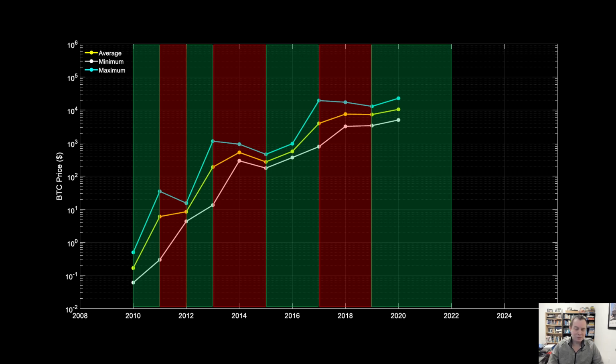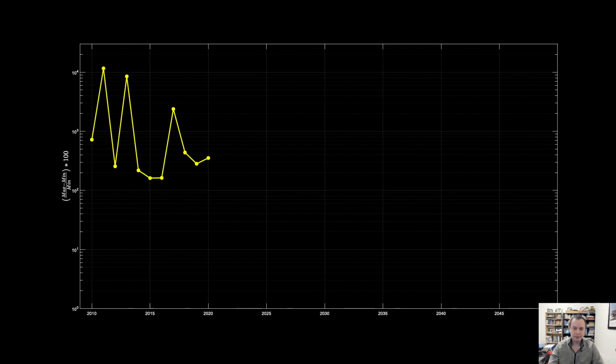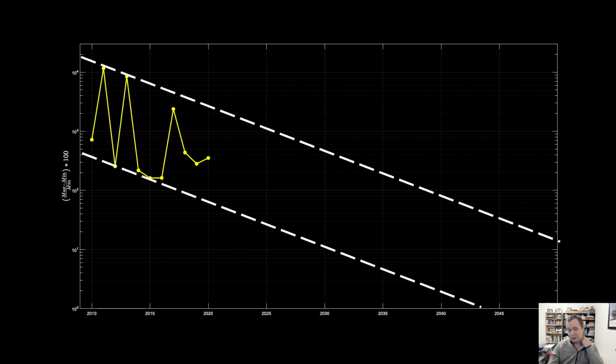So maybe the maximum would be higher, but the average could then theoretically be lower. And then maybe this would be a future contraction phase. Another thing we can look at is if we take the maximum minus the minimum divided by the minimum, and then I just multiplied it by 100 to get a percentage, we can look at a measure of volatility and see that we are generally decreasing.